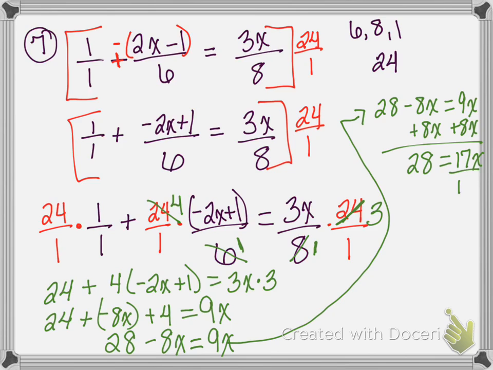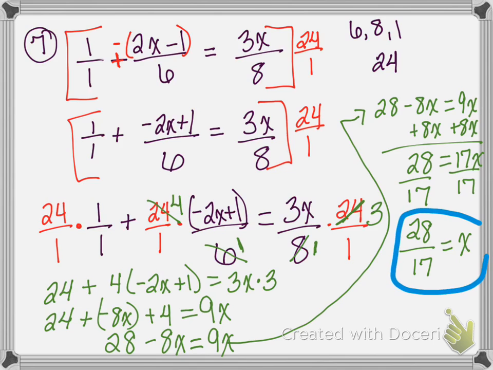I divide by 17. And my answer is 28 over 17 equals x. And that is my final answer. Okay, I think I got the answer. Okay?